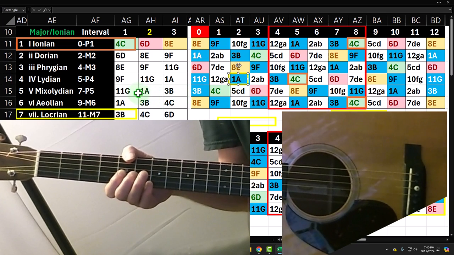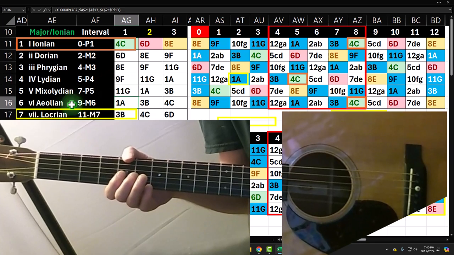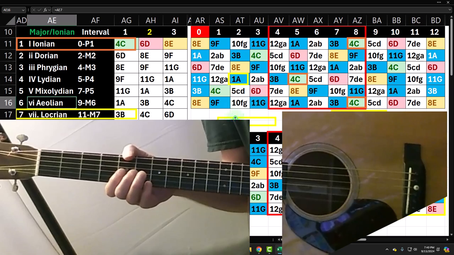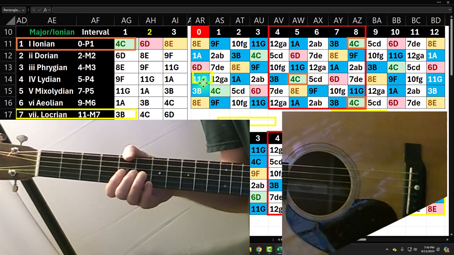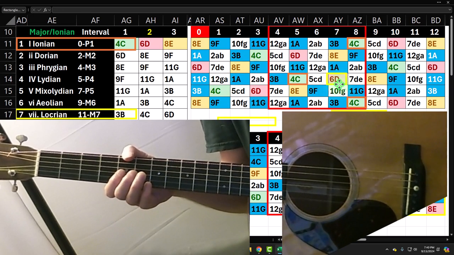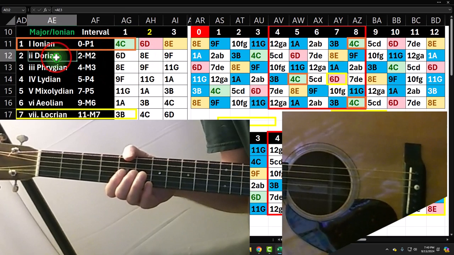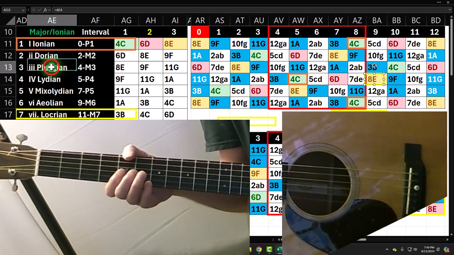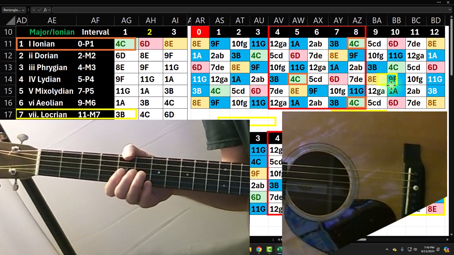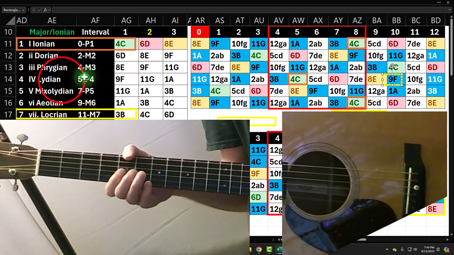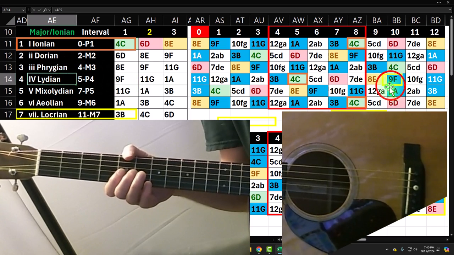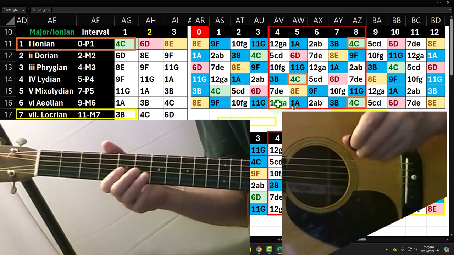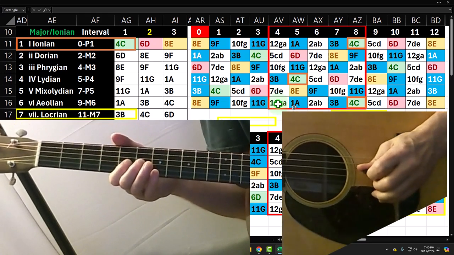That's what I'll start off with, because the minor is the 6, which is indicated by this lowercase letter. And then the G is going to be a major. And then the D is going to be a minor, because it's the 2nd, or Dorian. And then the E is going to be a minor, because it's the Phrygian. And then the F is going to be a major, because it's the 4th, or the Lydian. So let's just convert that to chords, just for the fun of it.